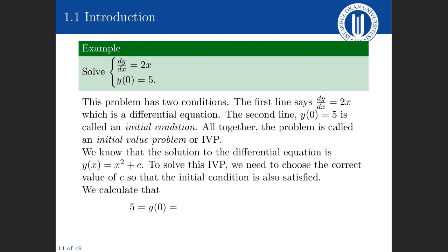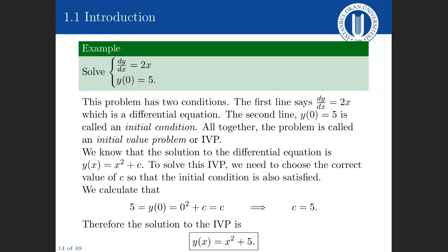We have a formula for y(x). y(x) is x squared plus c, therefore y(0) must be 0 squared plus c, or just c. Therefore, the constant c must be equal to 5. Therefore, the solution to this initial value problem is x squared plus 5. This is the unique function which satisfies the differential equation and the initial condition.